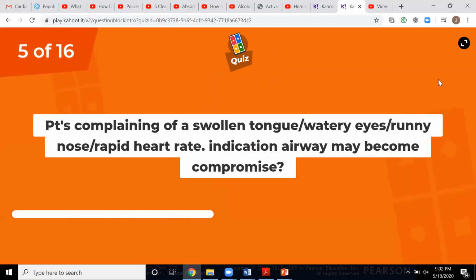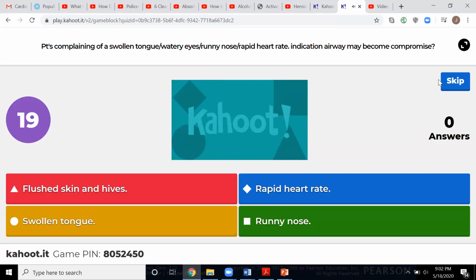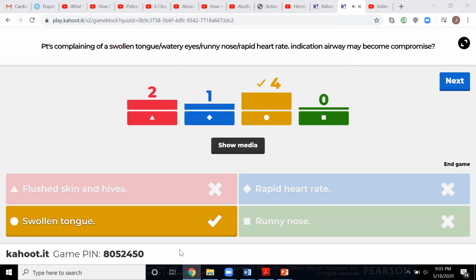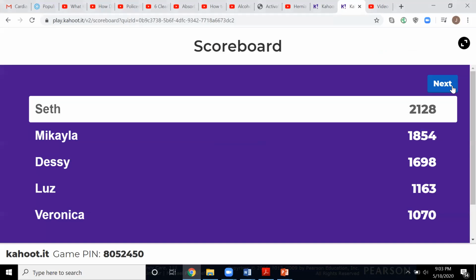Patients complaining of a swollen tongue, watery eyes, runny nose, rapid heart rate. Which one is an indication that the airway may become compromised? Yes, swollen tongue. That's obvious. We talked about that already.